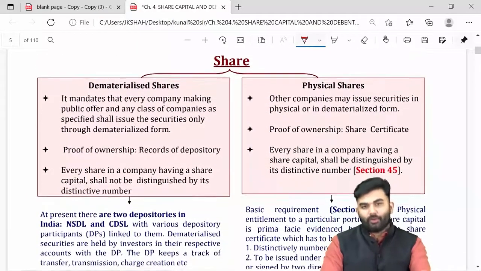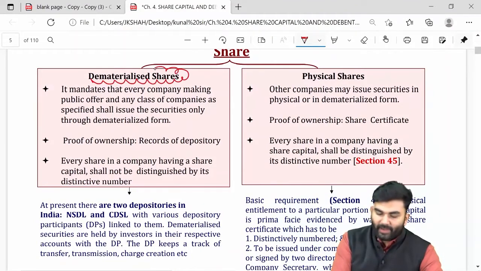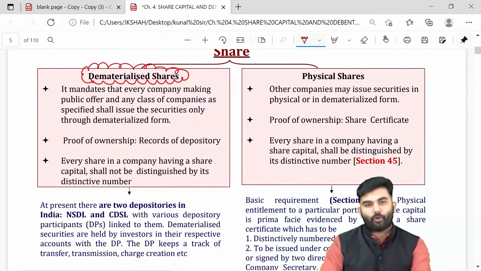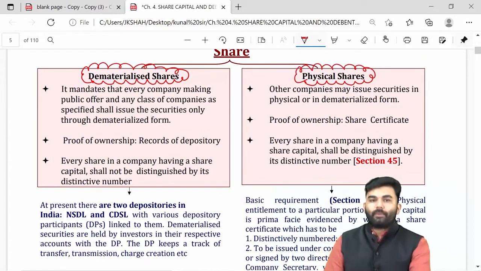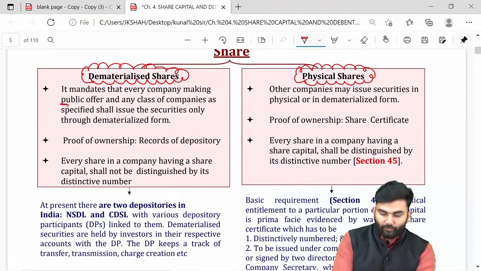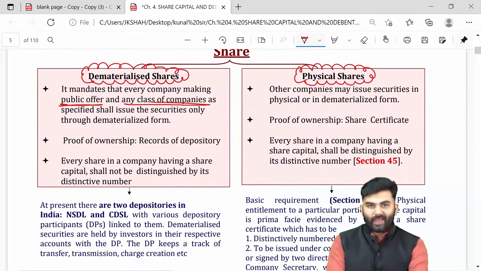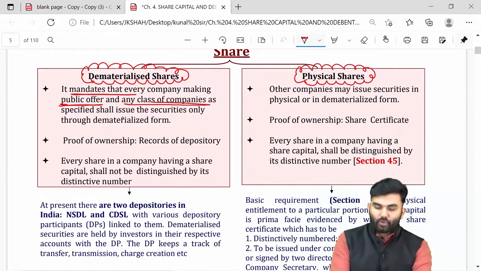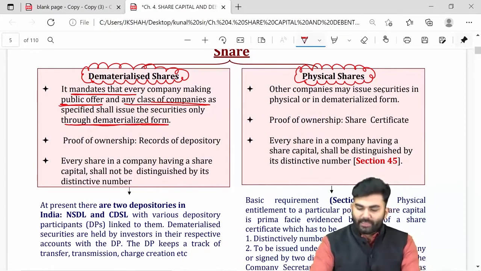Shares can be held in two ways. They can be held in a dematerialized form, that is nothing but electronic form. Shares can also be held in physical form. If a company has gone for a public offer or any such other class of companies, then for all of them it is mandatory to issue securities in dematerialized form. But for any other company, the securities can be issued in physical form.